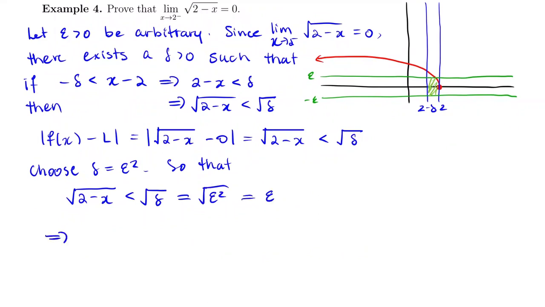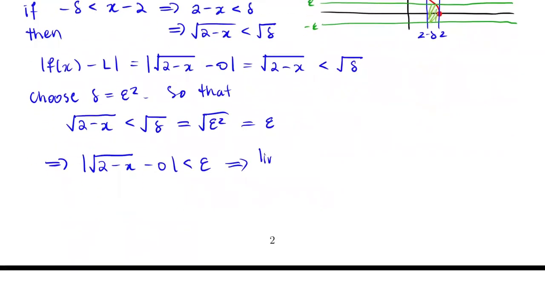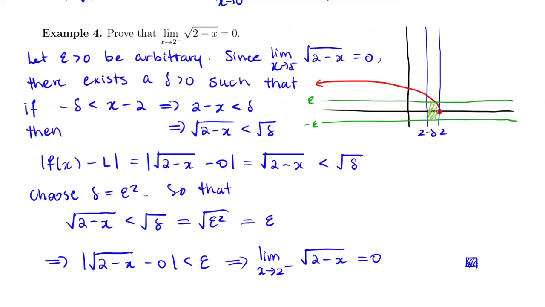So what that implies is that the square root of 2 minus x minus 0 is less than epsilon, which also implies that the limit as x approaches 2 from the left of the square root of 2 minus x is equal to 0. And the limit is proven.